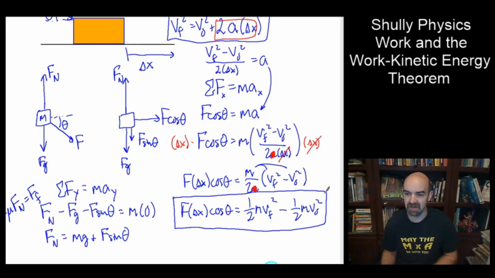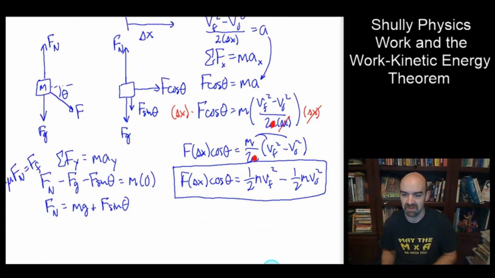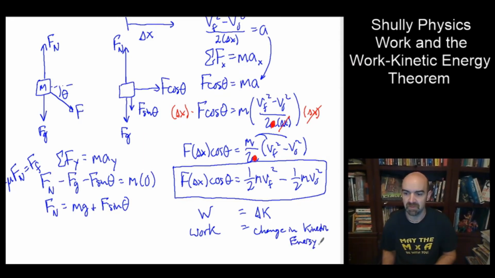Let's talk about what we've got here. What is this creature I have created? This is called the work kinetic energy theorem. You might be asking, where is work and what the heck is kinetic energy? Well, on one side, this is an expression that's called work. And over here, do you notice it's a change? It's a final condition minus initial. This is a change in something called kinetic energy. So this is work equals a change in kinetic energy. And this is our key expression.